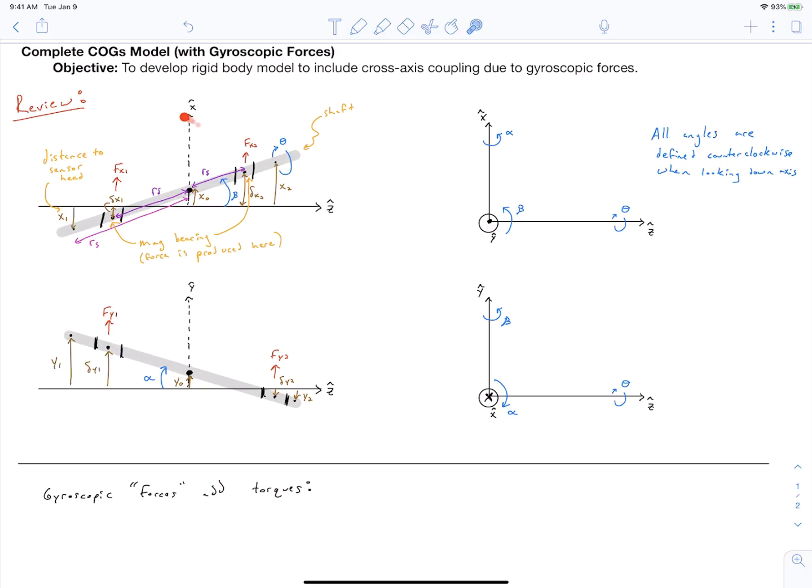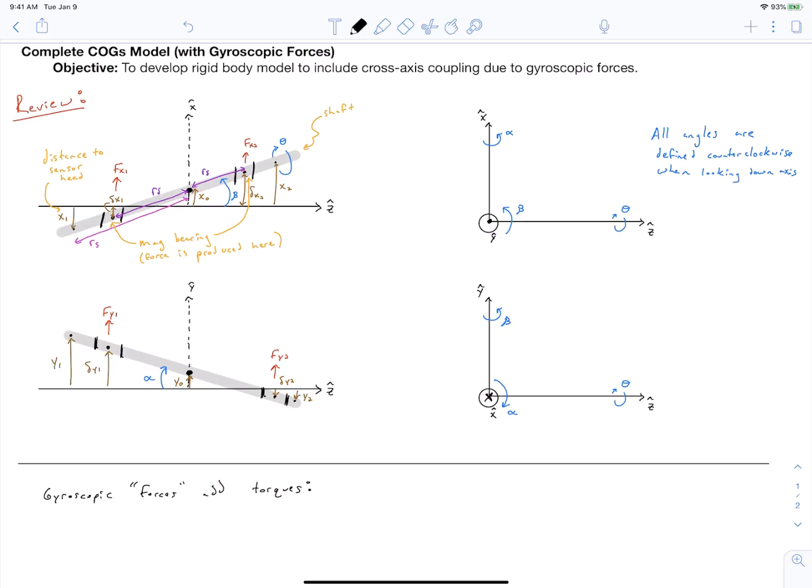But let's start by reviewing the system that we are working with. So I've sketched in these diagrams the system that we considered in our previous video, which is our 4-degree of freedom system. And so we again have magnetic bearings or bearingless motors on two ends of a shaft, which are able to produce X and Y forces on those ends. And we have these state variables of X0, beta, Y0, and alpha.